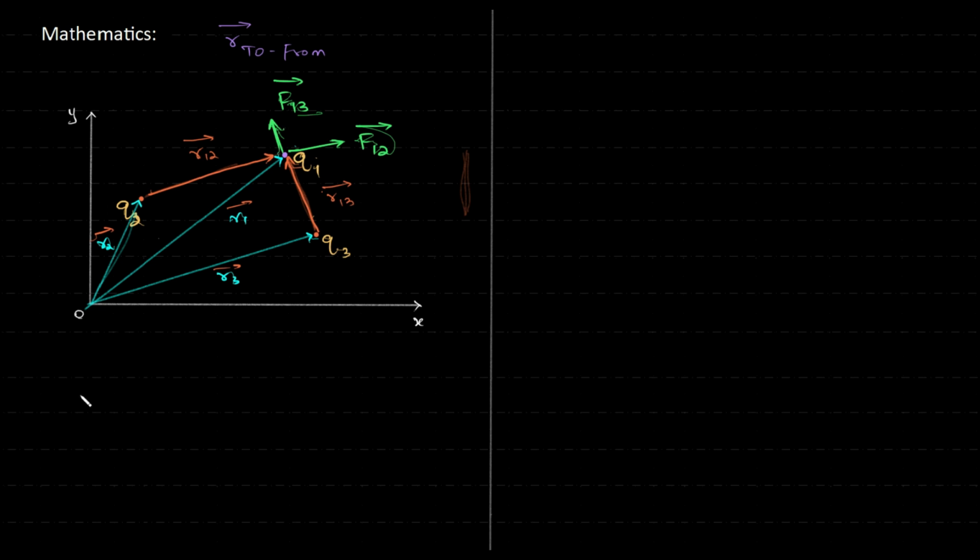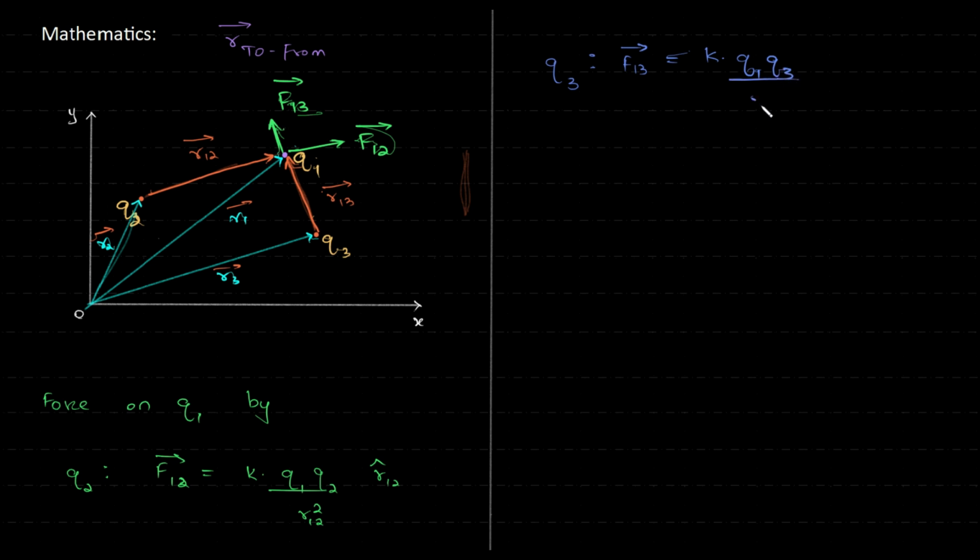Now, what the superposition theorem talks about is, let's first find the force on q1 by q2, which is given by F12, which is equal to k times q1 q2 by r12 square in the direction of r12. That's it. Then by q3 it is given by F13, which is equal to k times q1 q3 by r13 square in the direction of r13.